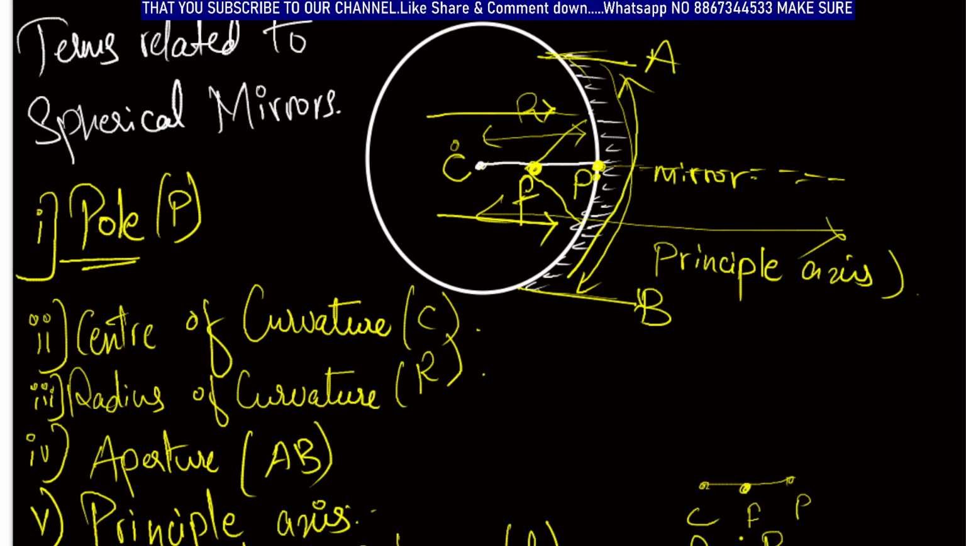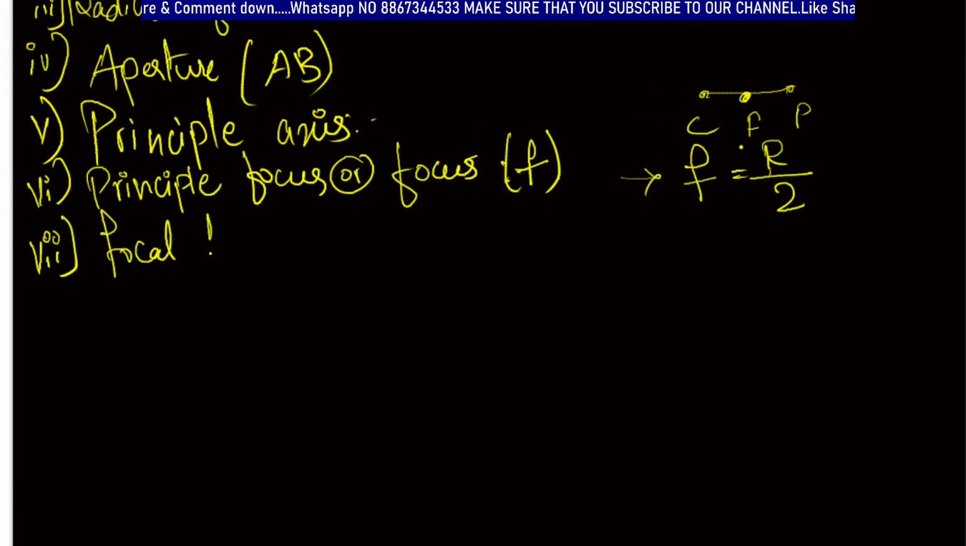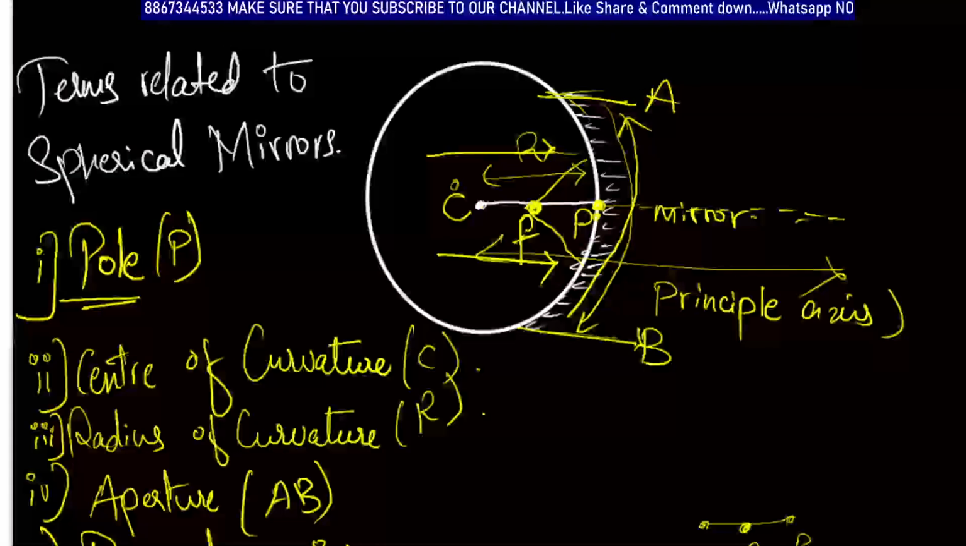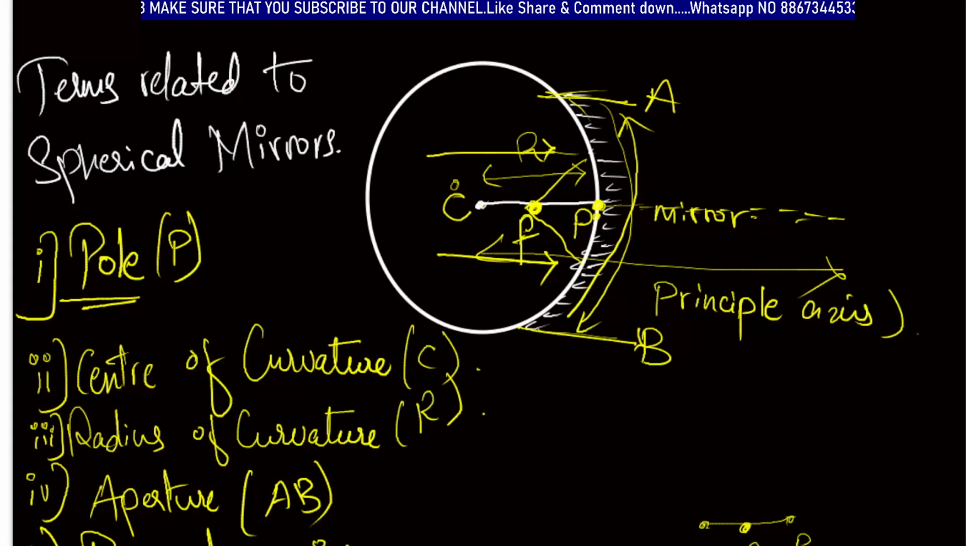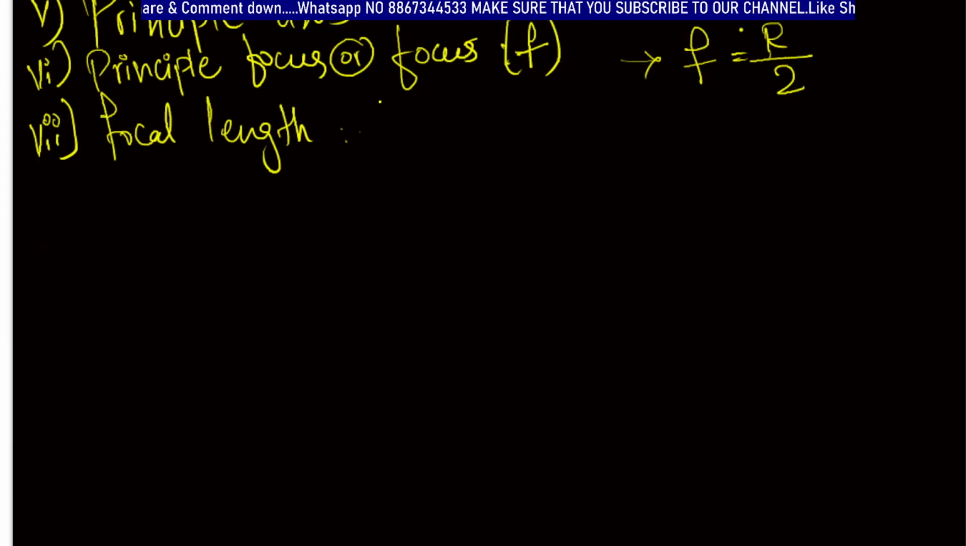So the next term will be the seventh term, focal length. Focal length is nothing but the distance from the principal, that is the pole, to the focus, the point of focus. The distance between these is called focal length, and it is denoted by F.